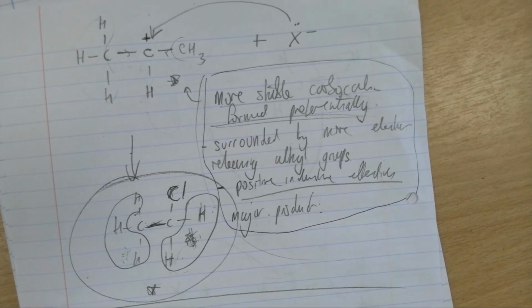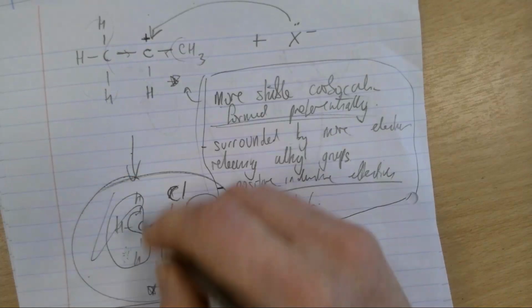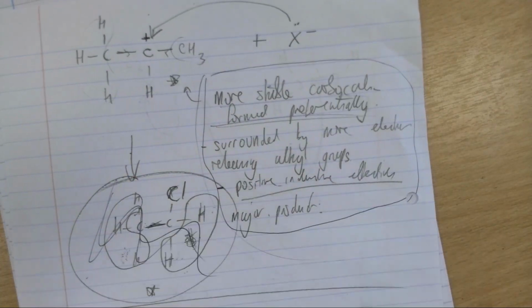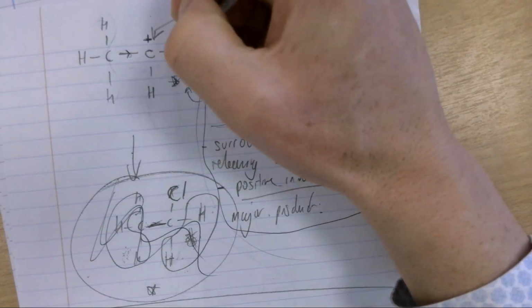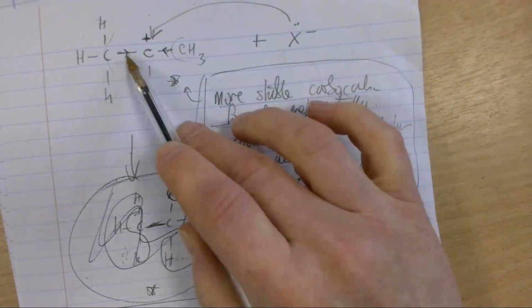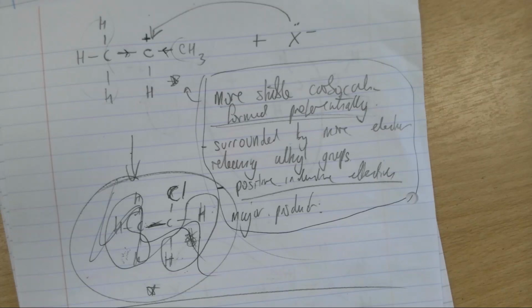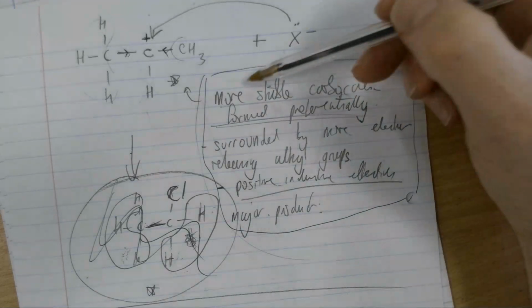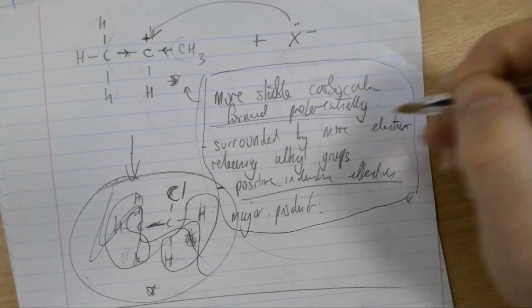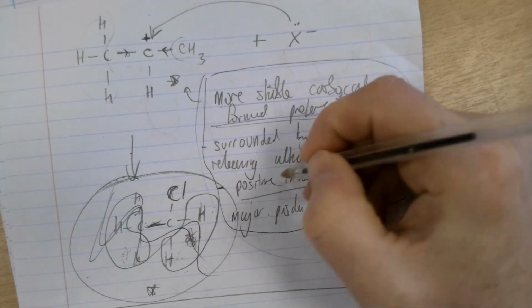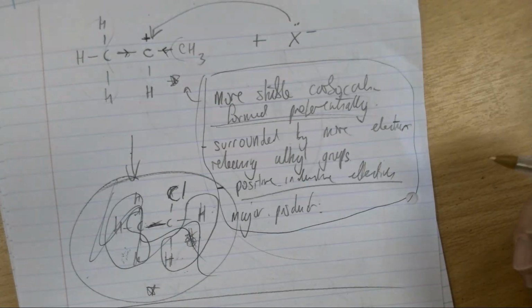And I've drawn the major product quite scruffily underneath. No, I haven't. I've drawn a mess underneath. You can ignore that. You know what the major product is. So positive inductive effect. That's this idea that electron density is pushed towards the cation from the alkyl groups. How that happens we don't need to understand, but we have talked about in the past. We're not going to talk about it now. Just know that alkyl groups push electron density towards it, making it stable. More stable carbocation formed preferentially, surrounded by more electron releasing alkyl groups. Positive inductive effect, causes the major product.